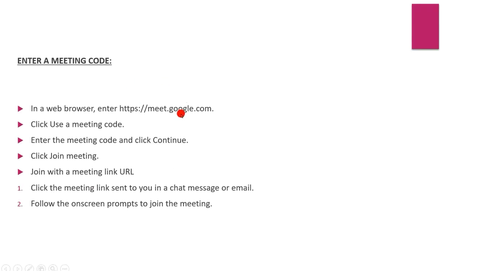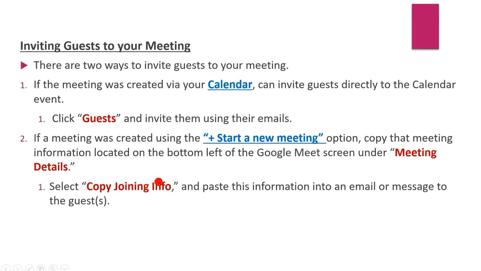For entering a meeting code, after going to meet.google.com, you should click use a meeting code, enter the meeting code and click continue. Click join meeting. To join with a meeting link URL, click the meeting link sent to you in the chat message or email. Then follow the on-screen prompts to join the meeting.